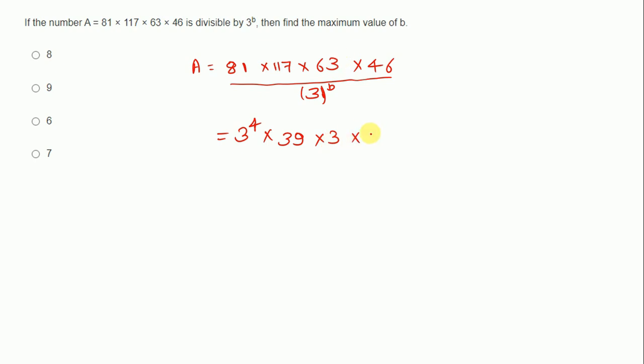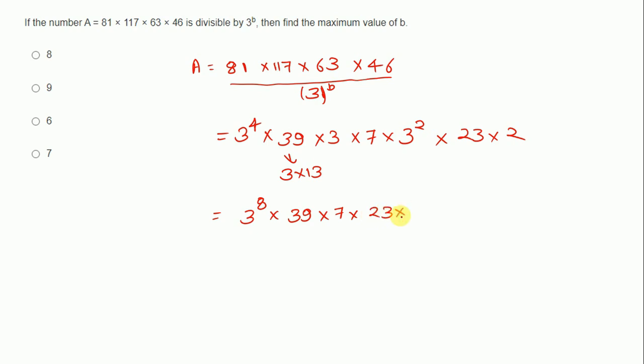And 63 is what? 7 into 9, and 9 can be written as 3 raised to power 2, and 46 is 23 into 2. Now 39 can be written as 3 into 13. So we can write this expression as 3 raised to power 8, because 4 plus 1 is 5, plus 1 is 6, plus 2 is 8, into 39 into 7 into 23 into 2, divided by 3 raised to power b.